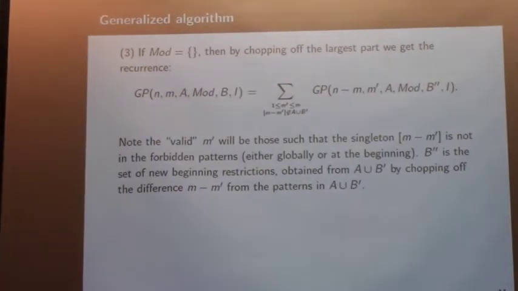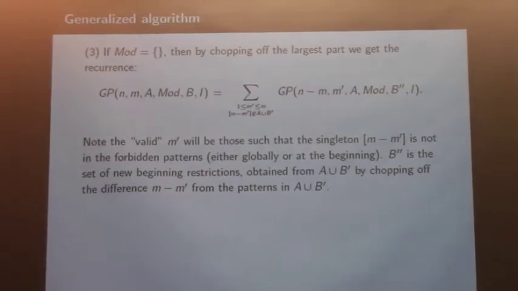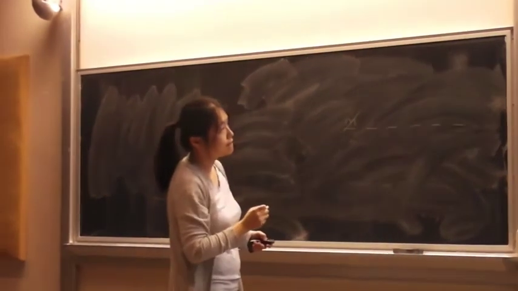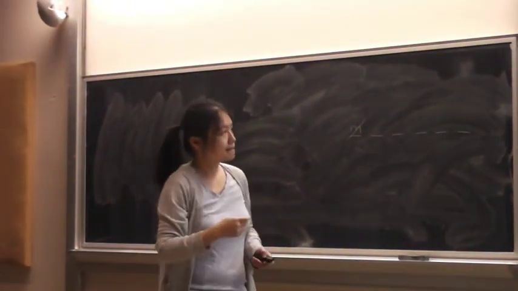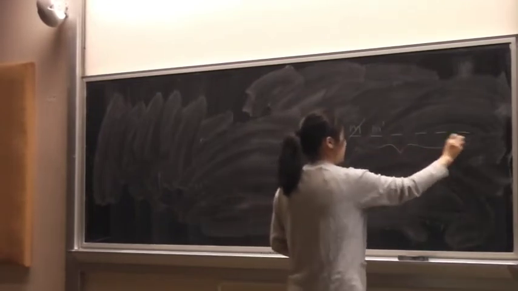All right. So third step, this is onto the core idea of our algorithm. But you can see it's not all that different from before. If mod is equal to the empty set, there's no mod restrictions, then by chopping off the largest part. So again, we chop off the largest part. So we get the following recurrence. So now this is M prime and minus M.